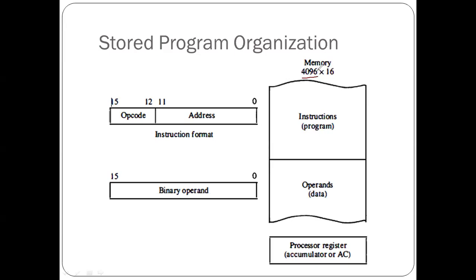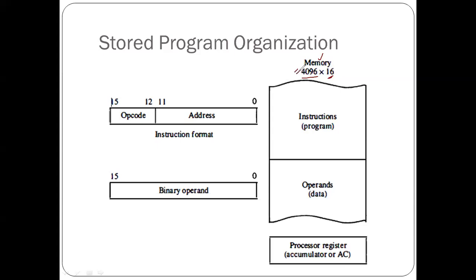It means this many locations will be there in my memory. Each could store 16 bits. Each location is capable of storing 16 bits. Okay, right? So 4096 locations are there. Each location is able to store 16 bits.